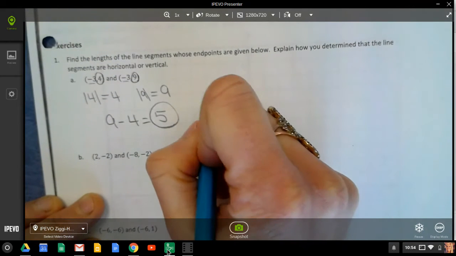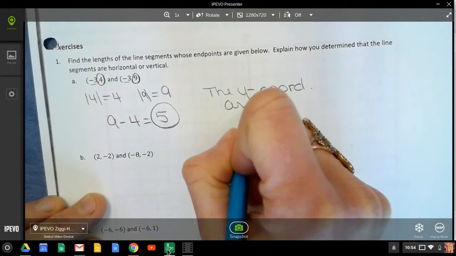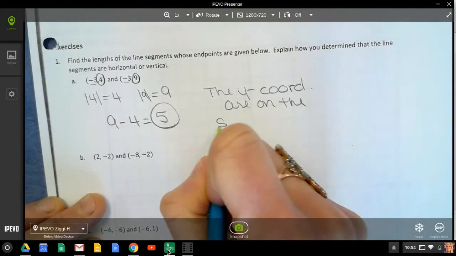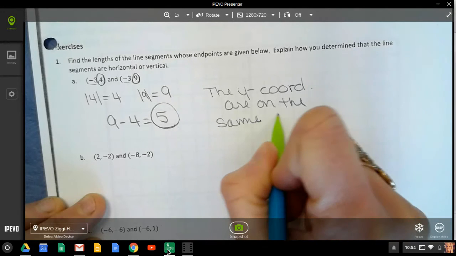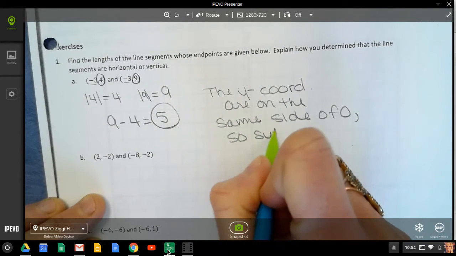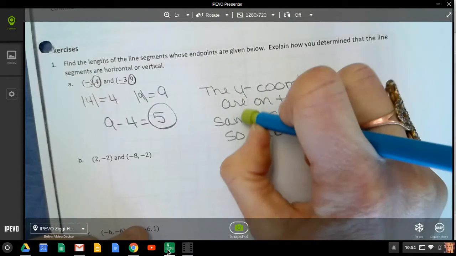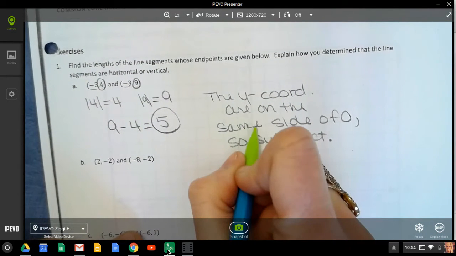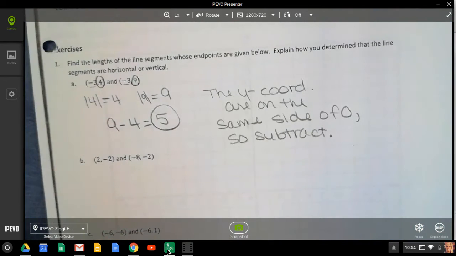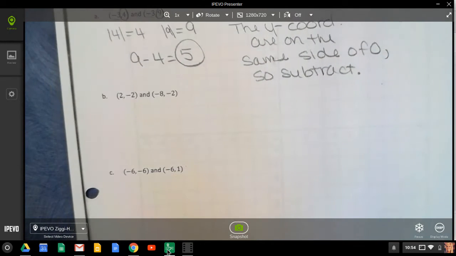Why? The y coordinates are on the same side of 0, so subtract. Okay? So I hope that you understand why we're subtracting in this case and why we added in other cases. So you have to pay attention to that. I'll do one more with you, and I'm going to let you do these 3 on your own.